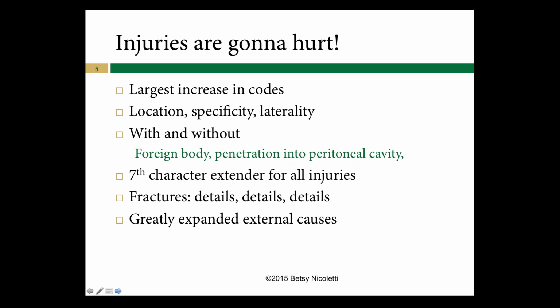The 7th character extender for all injuries is really the villain when we think about why we're going up to about 30,000 injury codes. It's because each injury code gets a 7th character extender. And let's say there were 3 extenders for my sliver in my finger. If I count that code with each of its 7th characters, it's now 3 codes. So I'll show you how that works. And then fractures get very detailed with many more 7th character extenders, which you'll see. And then the equivalent to the E codes, the external causes, are greatly expanded.